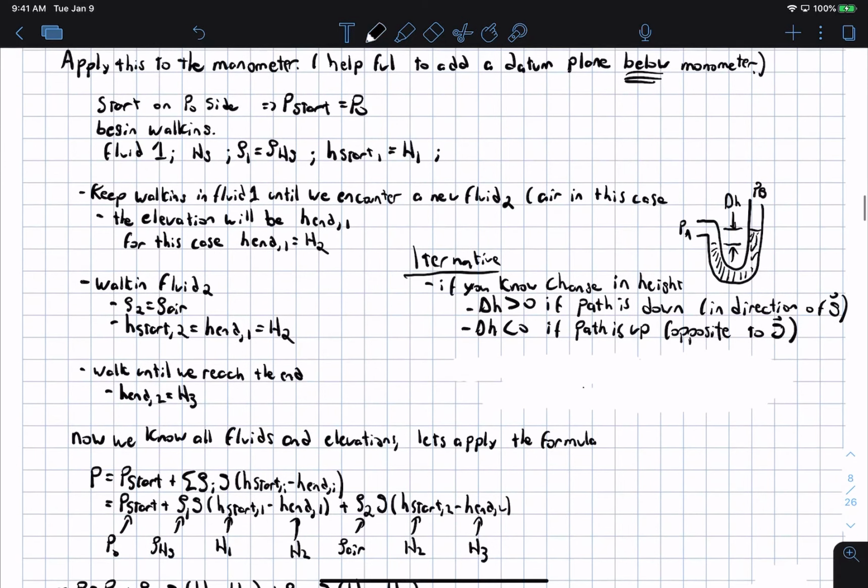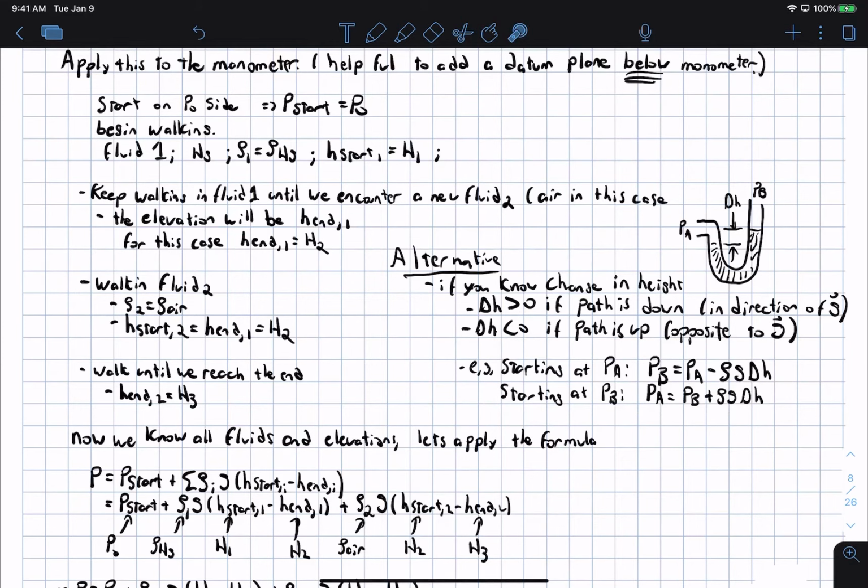Alternative. If you know the change of height, you can just basically sum those up directly, and just know that delta H is positive if you're going down in your path, and it's negative if you are going up. So basically, it is greater than 0 if the path is down, which is in the direction of gravity, and it's less than 0 if the path is up, which means the opposite of gravity.